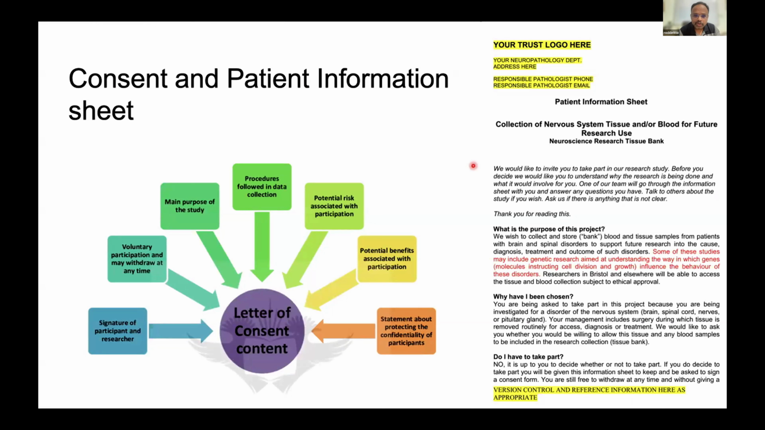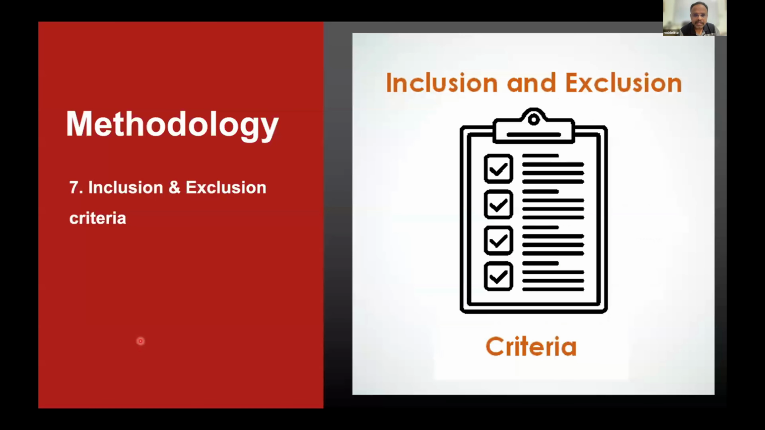So what you should have here is the main purpose of the study should be mentioned. Then procedures in the data collection should be mentioned. Potential risks and benefits all should be mentioned, and you should mention the confidentiality of the participant and the voluntary participation, and that withdrawal is possible at any time. You need to get the signature of the participant and researcher. And you need to give the same information, your contact detail, to the patient in the patient information sheet. So that is about the consent and patient information sheet.